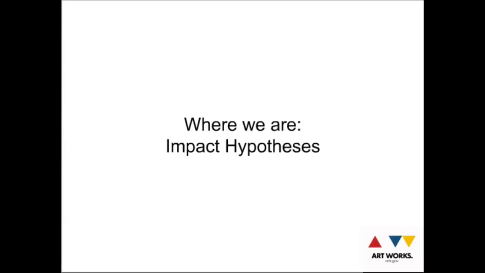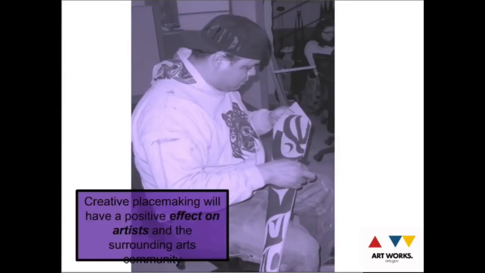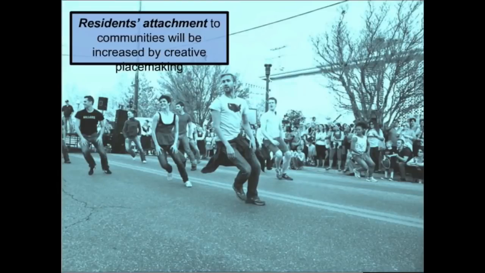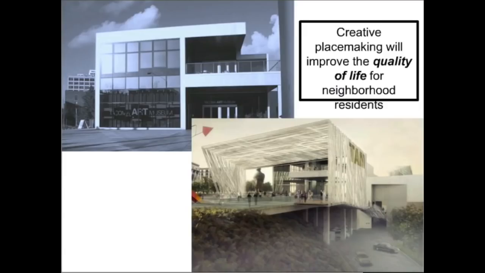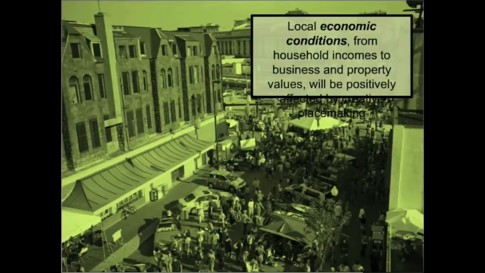At the conceptual level, we identified four key categories of impacts that we expect to see to different extents in different segments through the R-Town projects. I'm going to present these categories in the form of four hypotheses about the impact of creative placemaking. First hypothesis is that creative placemaking will have a positive effect on artists and the surrounding arts community. Secondly, we expect that residents' attachment to community will be increased by creative placemaking. Third, we expect that creative placemaking will improve the quality of life for neighborhood residents. And fourth, we think that local economic conditions, from household incomes to business and property values, will be positively affected by creative placemaking.